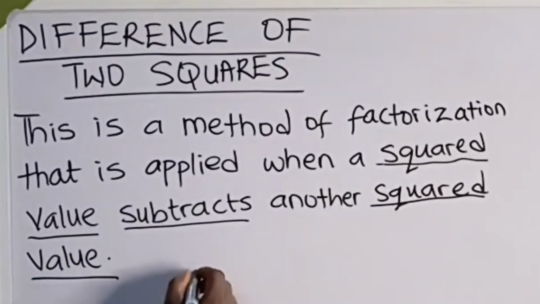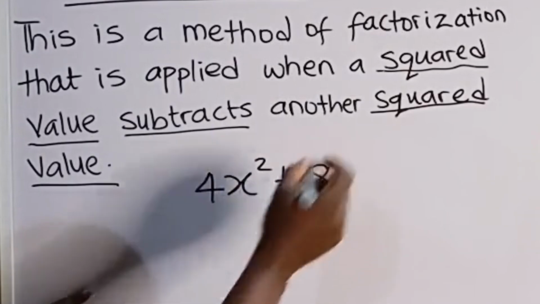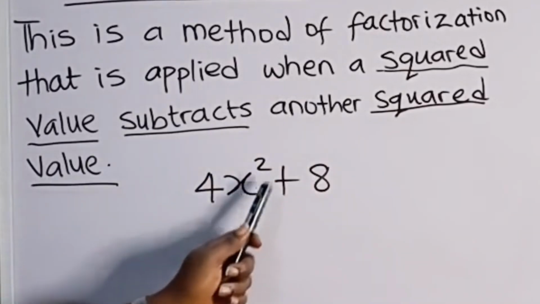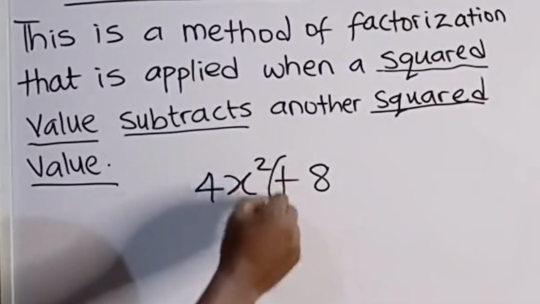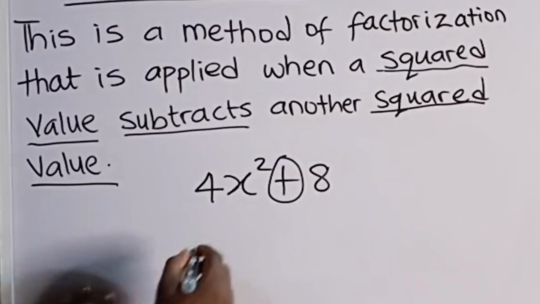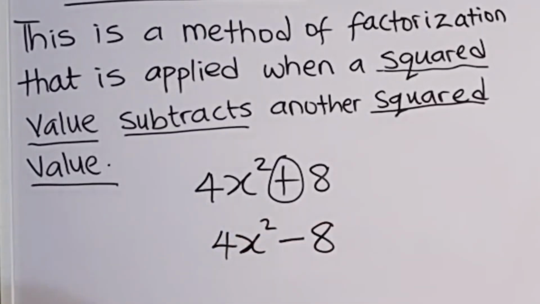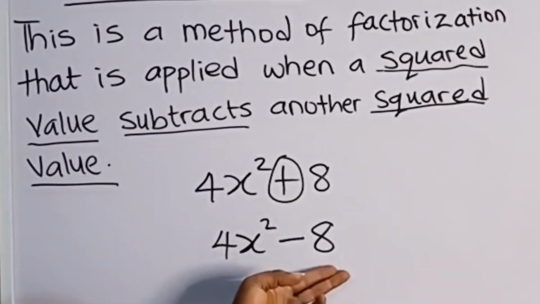If you are told to factorize 4x squared plus 8, the presence of addition already tells you that you cannot use difference of two squares, right? But what if you have 4x squared minus 8? The presence of subtraction gives you an idea that it's possible you might be able to use difference of squares, right? But let's see if a squared value is subtracting a squared value.